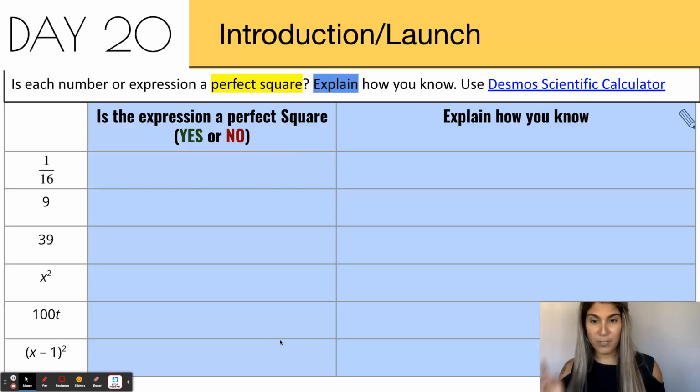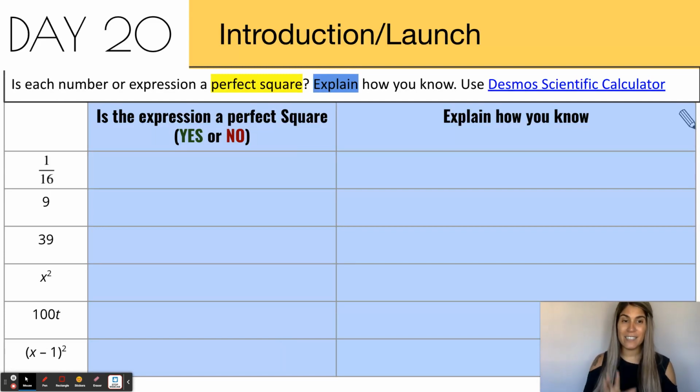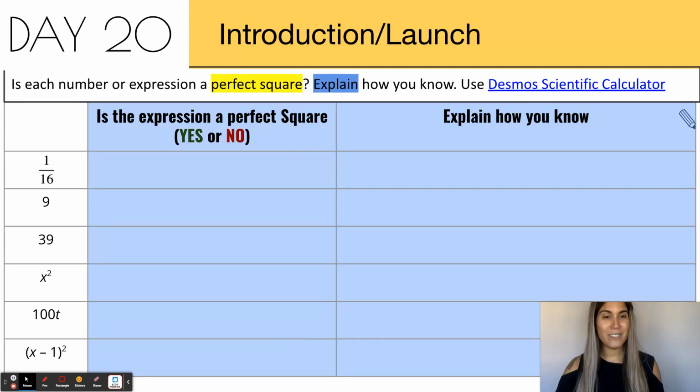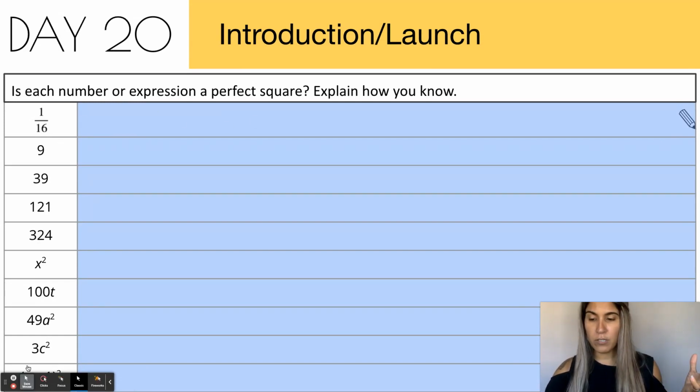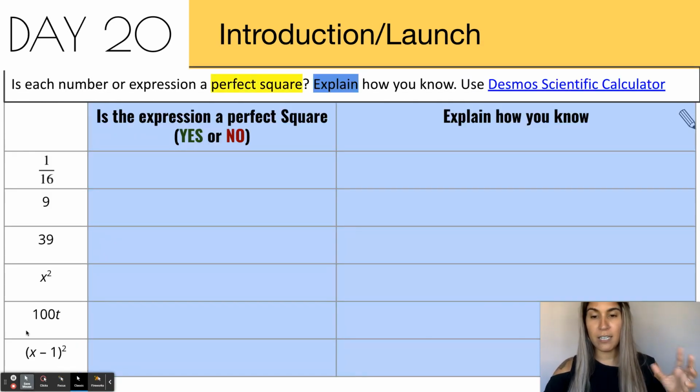Like I said, specifically in day 20, this is the introduction launch for day 20. It says, is each number or expression a perfect square? Now, in this case, our English language learners might not really understand where they're supposed to explain, where they're supposed to be looking at. So a way to do this is to actually organize it a little bit differently.